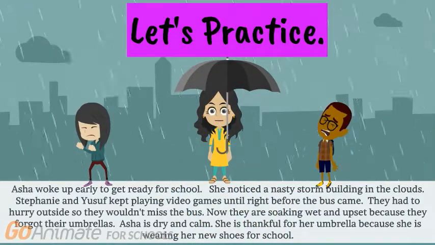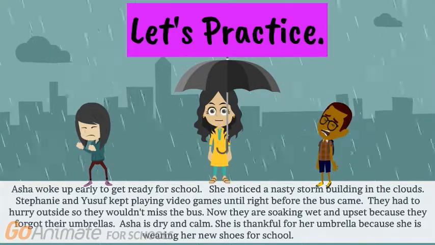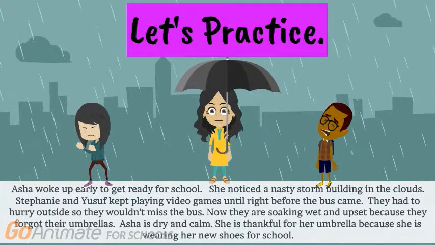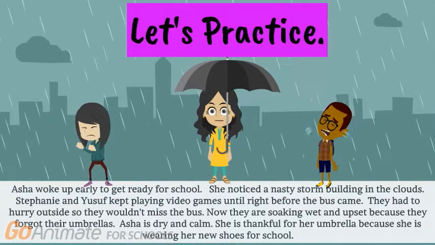Let's practice. Asha woke up early to get ready for school. She noticed a nasty storm building in the clouds. Stephanie and Yusuf kept playing video games until right before the bus came. They had to hurry outside so they wouldn't miss the bus. Now they are soaking wet and upset because they forgot their umbrellas. Asha is dry and calm. She is thankful for her umbrella because she is wearing her new shoes for school.